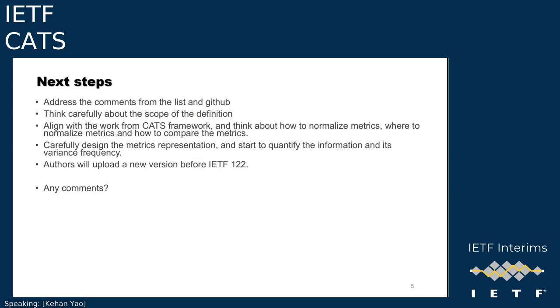So for next steps, I think the co-authors will carefully address the comments from the list and the GitHub, and think carefully, especially on the first thing, the scope of the definition. Then we will quite carefully design the matrix and also align with the other two working group documents and think about how to normalize matrix, where to normalize matrix, and how to compare matrix.